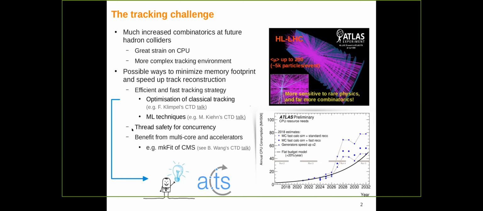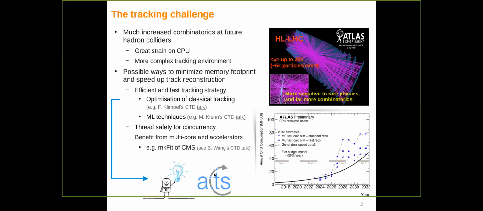We would also ensure the thread safety of the code to allow concurrent execution of events. And at last, we can benefit from the hardware architecture, such as multi-core and accelerators. So with all of these considerations in mind, ACTS tries to make itself a performant tracking software.